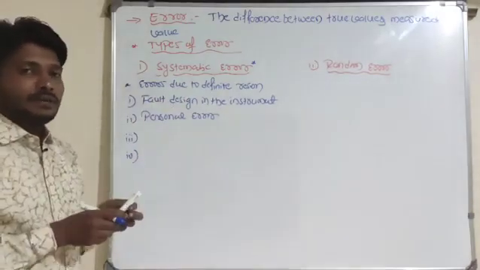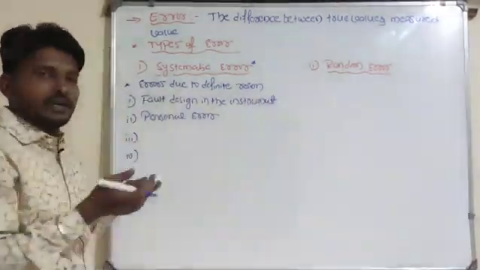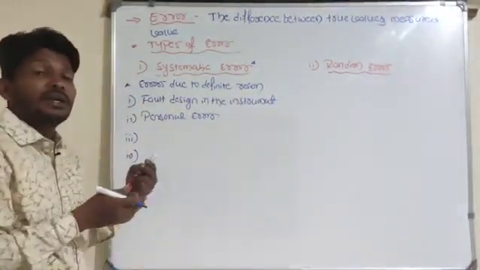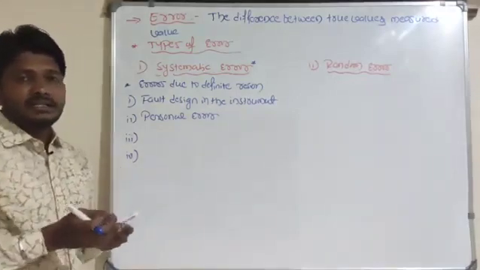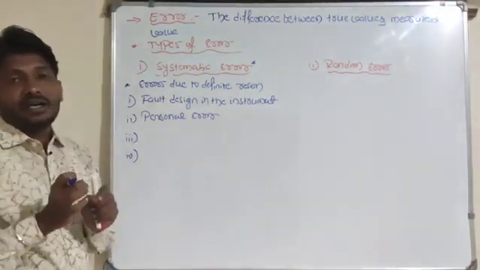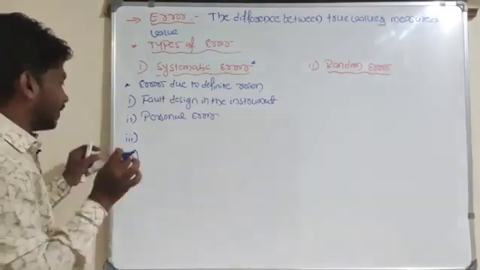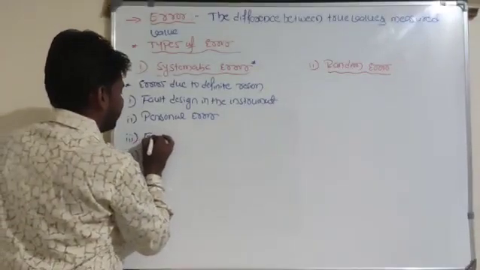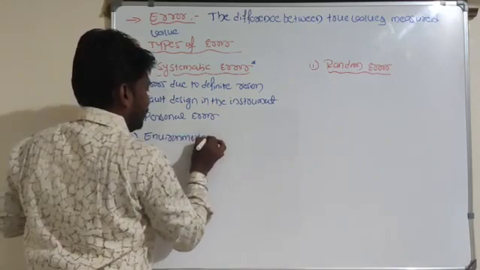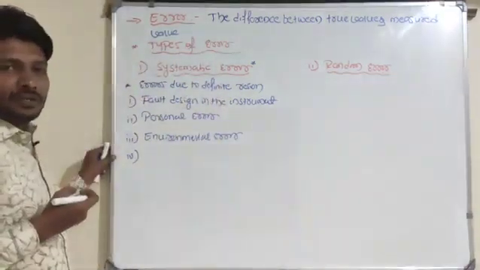So in case of systematic error, the first reason for getting error is, for example, faulty design of the instrument. Second reason, if you are not taking the reading properly, you will get a certain kind of error. And third reason is the weather condition, you will get a certain kind of error. Such kind of error we can call environmental error here.